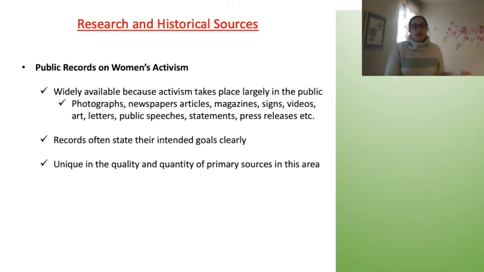So on the one hand, we have a lot of these public materials that were really intentionally produced to be observed, which a lot of areas of history, women's history especially, simply don't have. For example, when we think of things like the family and private or domestic life, they're not making declarations about what their goals are, what their experiences are. But when it comes to activism, we do have a lot of records that were meant to be public, and as a result, historians have access to them now.